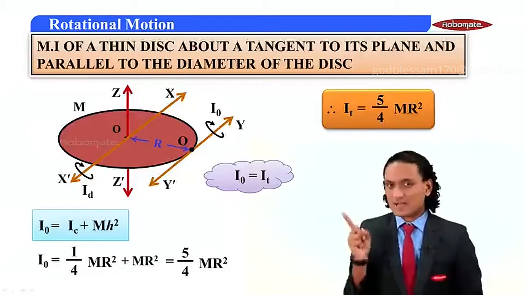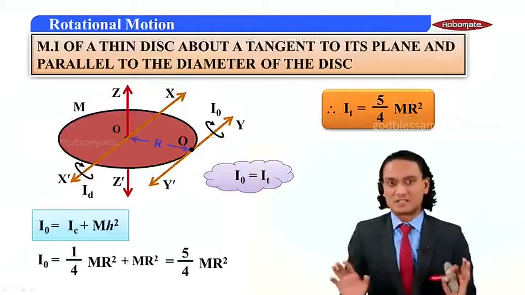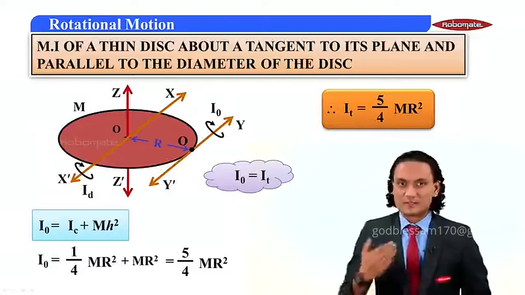Students, we have done this already for a ring. Now here we are taking a disk. That's all. Is that clear? Fine. So can we move on to the next one?